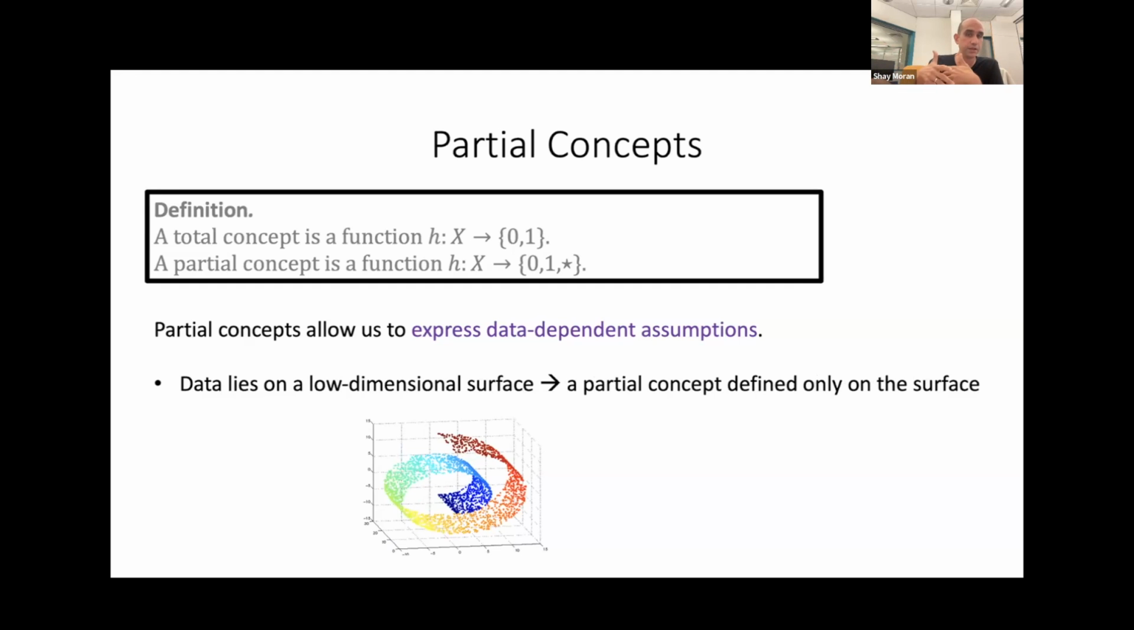Same thing with a low dimensional surface, right? We simply model such a concept by having a partial concept which is defined only on the surface and is undefined elsewhere. So it's really a very simple and natural, almost obvious way to capture these assumptions.